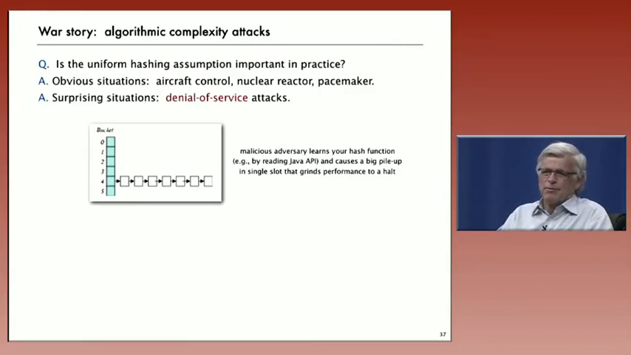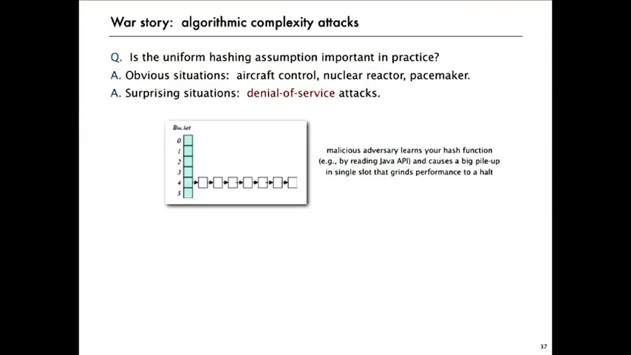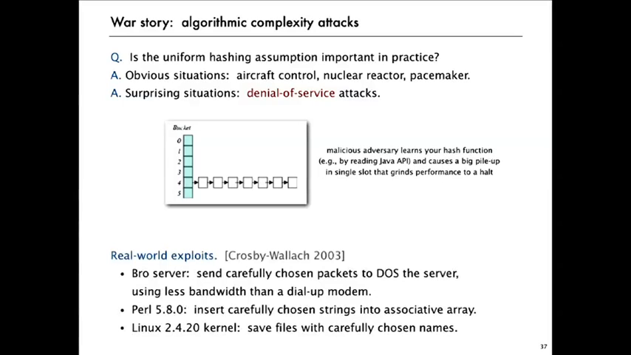And there's another surprising situation that happens in today's world. For example, Java publishes its hash functions. And so if you're trying to provide a service over the web, an adversary can learn your hash function and just send you data that causes a huge performance problem by just making all that data hash to one particular item. And that's definitely something to worry about.